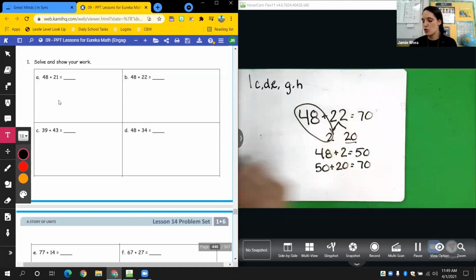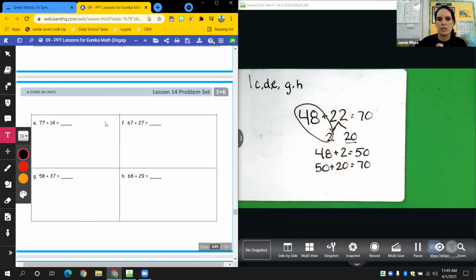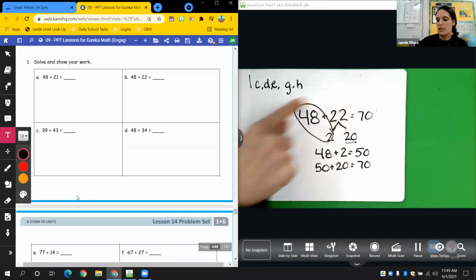So you get to choose the strategy you want to use. You're going to do C, D, E, G, and H on number 1. Okay. G and H is down here. You're going to skip F. All right. So you are going to do all of these. Your exit ticket, turn it into me. You have questions, email me, message me, get a hold of me. I'll sort of help you.